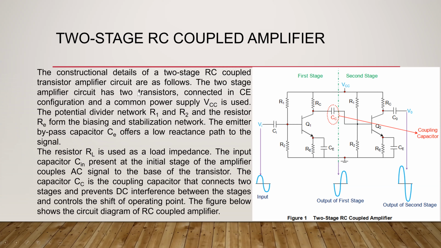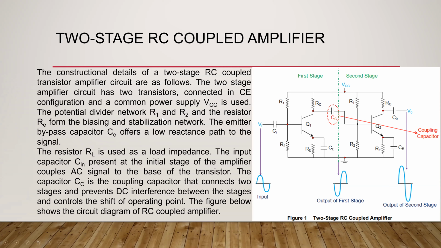The constructional details of a two-stage RC coupled amplifier are as shown in the figure. The two-stage amplifier circuit has two transistors connected in CE configuration with a common power supply VCC. I am using a single power supply VCC, which is going to provide the DC voltages for both the transistors. The two transistors are also in potential divider configuration, that is, self bias circuit.